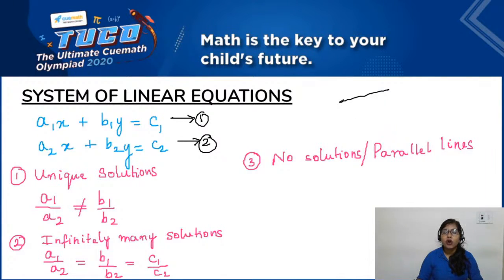And if these lines do not intersect at any point, I could simply conclude that they don't have any solution in common, right? So this is the case of no solution, or basically parallel lines, okay? The case for this would be a1 by a2 is equal to b1 by b2, but this should not be equal to c1 over c2.